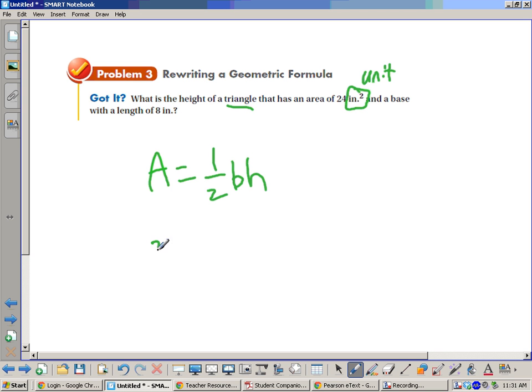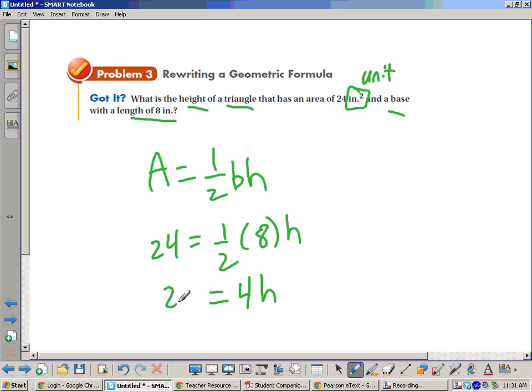Well, 24 is the area, and they're telling us that the base length is 8, so we can actually put that in and then solve for the height. So to do that, we need to take half of 8, which is 4. So we're just simplifying. And now to isolate the h, we divide by 4, and we get h equals 6. So that would be the height of that triangle.